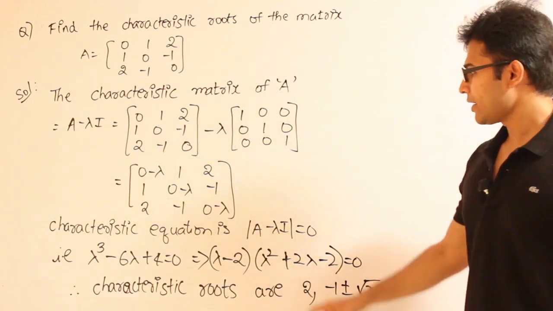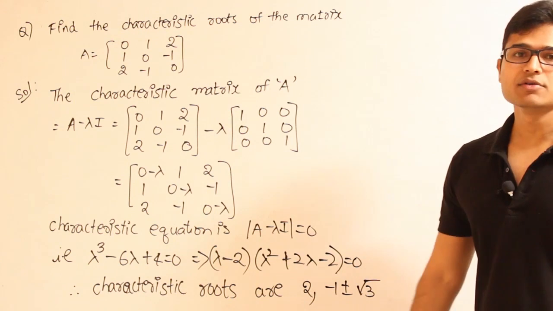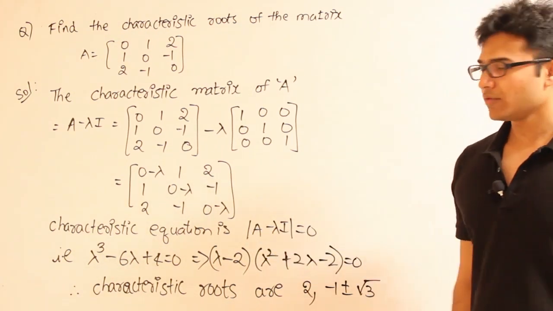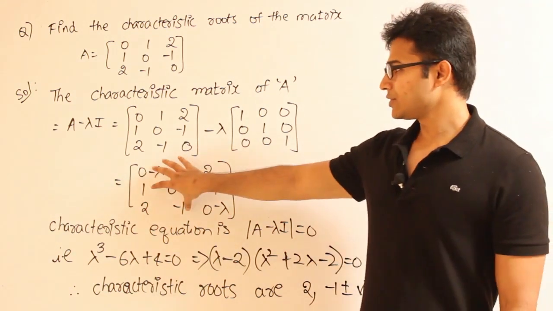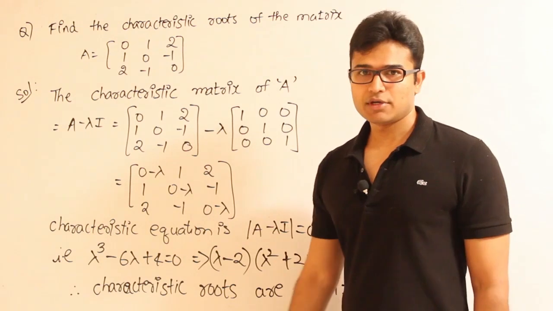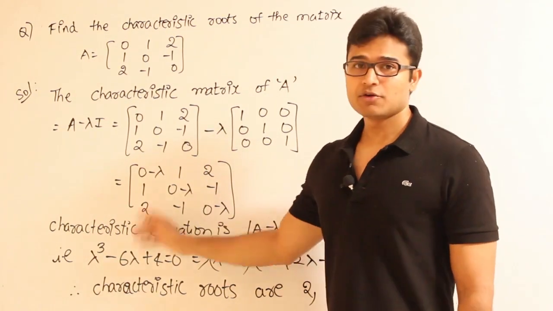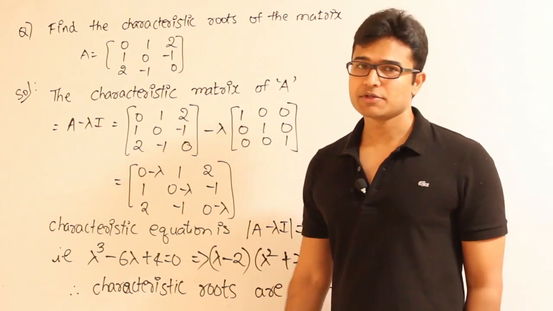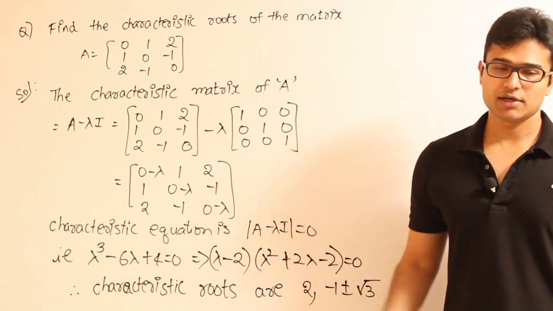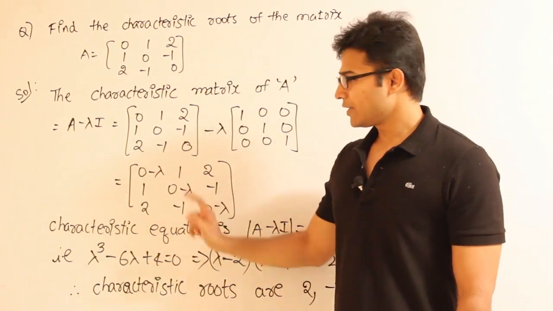So the characteristic equation is determinant of A minus lambda I equal to 0. Now what does it mean? If you want to find the determinant of A minus lambda I equal to 0, you have to just find the determinant of this. There are various ways we know. If you want to simplify it, you can apply row transformations and column transformations. Or since it is a 3 by 3 matrix, just expand it across a row or a column.